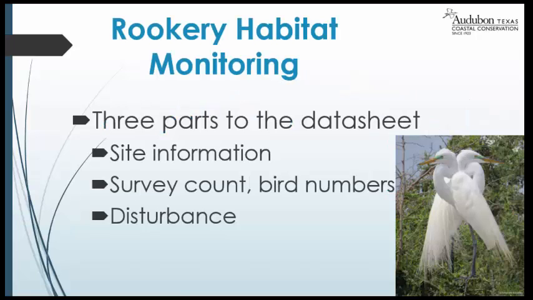So for the rookery habitat monitoring, there's basically 3 parts to the data sheet, just like in the foraging monitoring, and some of this is modeled even though we're collecting slightly different data. We want information on the site. We want obviously the survey count or the bird numbers that we can get. Estimation. When we say count, we're talking estimation. And then, of course, we want to know as much of the disturbance as possible.